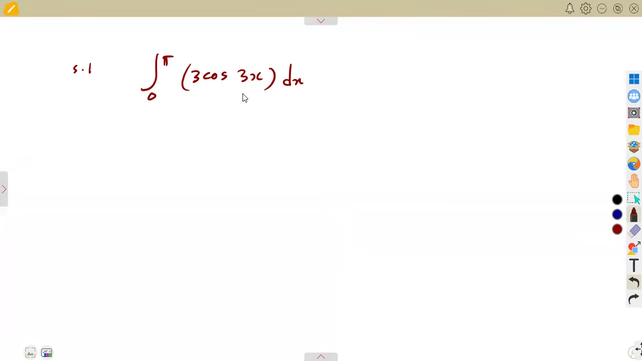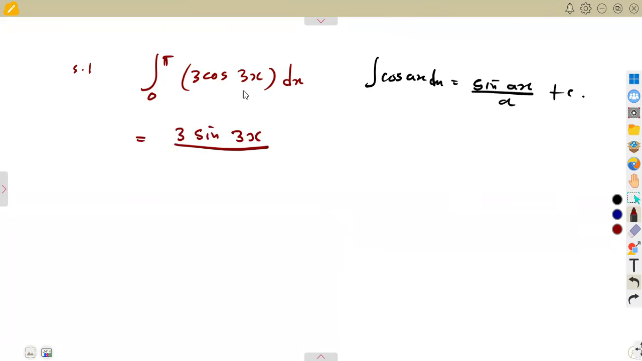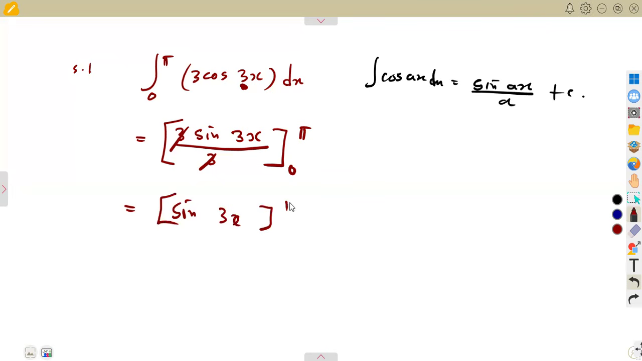Remember, the integral of cos ax with respect to x is going to change to a sine, which is sine ax over a plus the constant of integration. So there we've got 3 cos 3x. If we had to integrate, this was going to be 3 sine 3x over what? The coefficient of x, which is 3. But we have got the limits now, pi and 0, so we have to consider our limits. These two 3s can cancel. So that means we've got sine 3x taken from pi to 0.